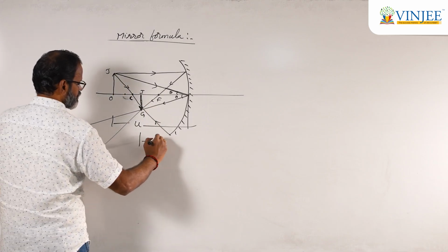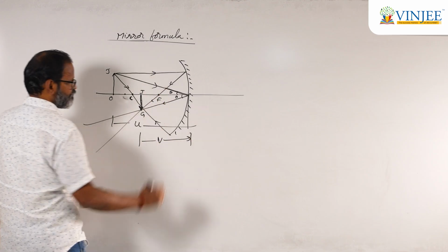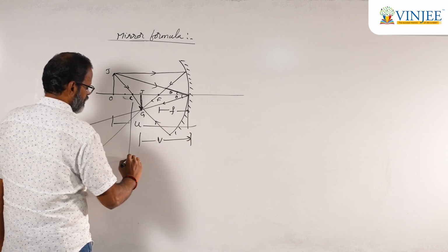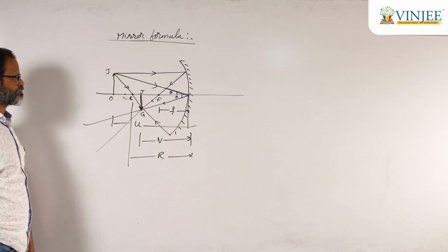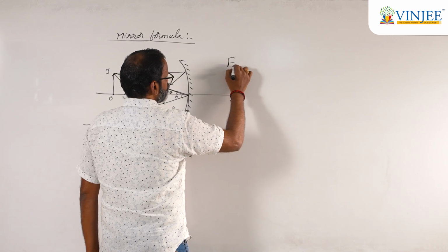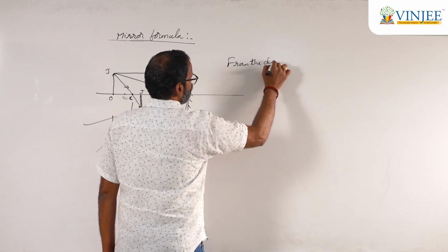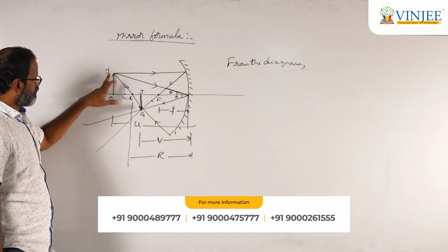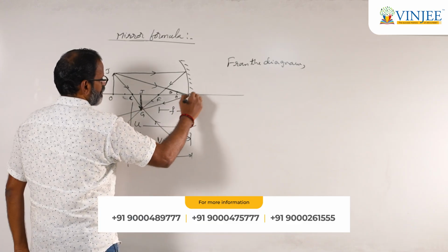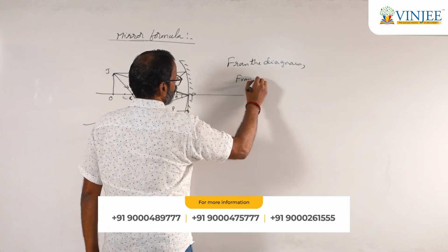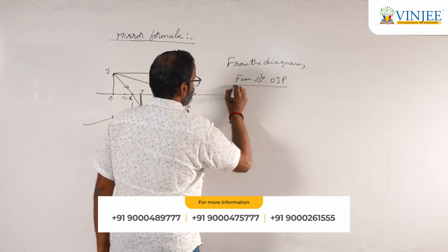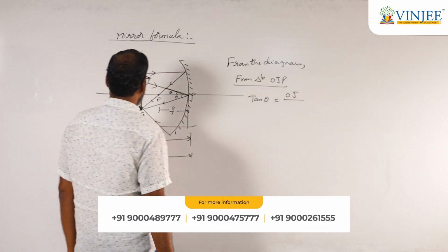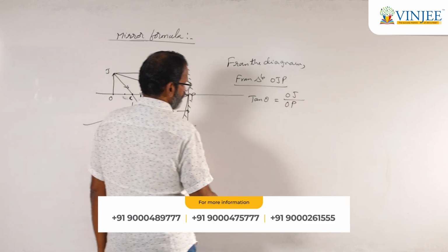The distance of the image from the pole is equal to V. The distance of the focus is equal to F. The distance of the center of curvature is equal to R. From the diagram, consider the triangle OJP. From triangle OJP, tan theta is equal to opposite side divided by adjacent side, that is equal to OJ by OP.